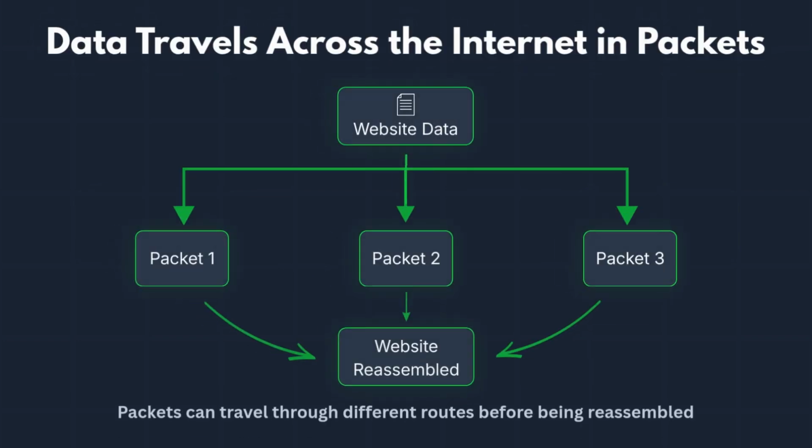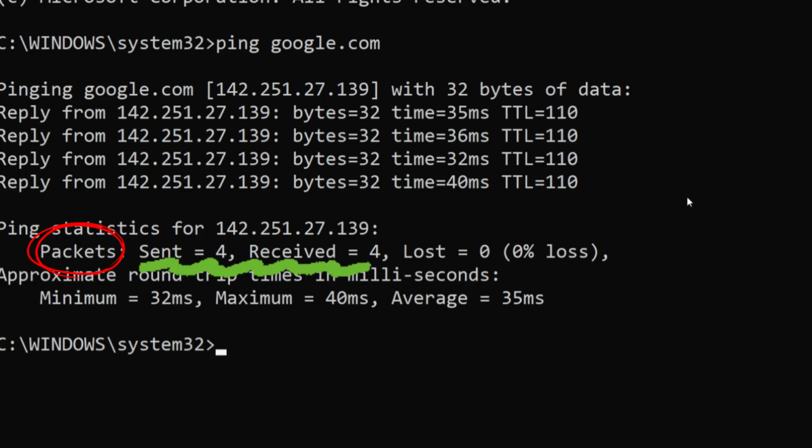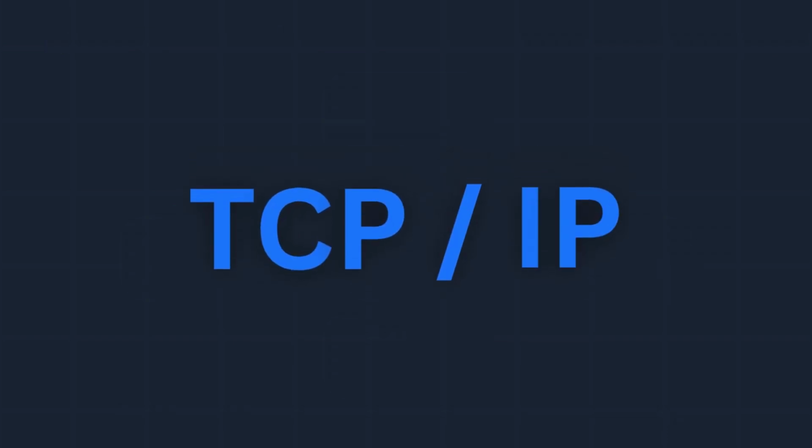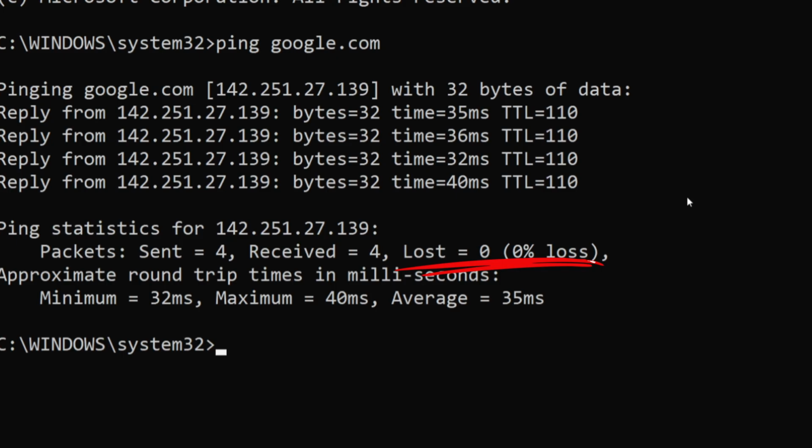When the server sends you that website, it doesn't send it as one giant block. It breaks the data into tiny pieces called packets. Think of it like sending a puzzle. Each piece travels separately through different routes and reassembles on your device. This system is called TCP/IP, and it's what makes the internet reliable. If one packet gets lost, it gets resent automatically in seconds.